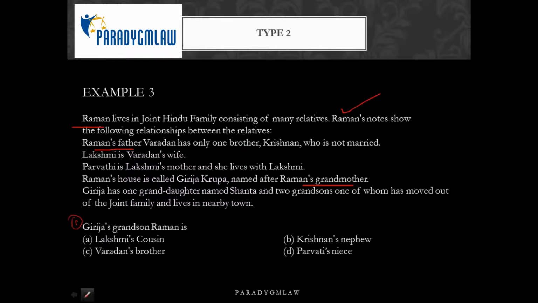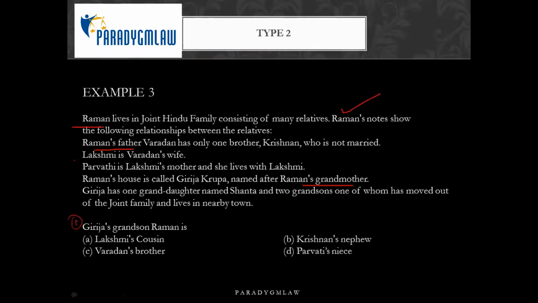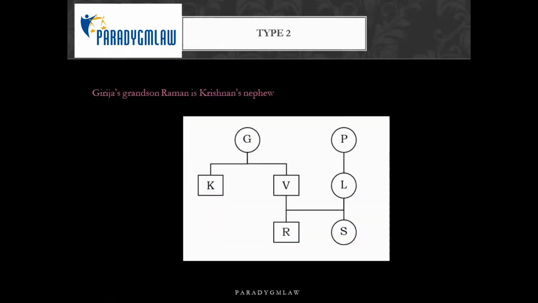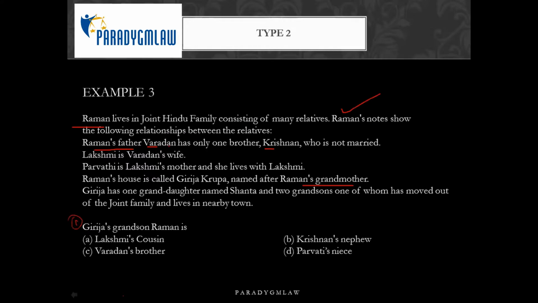Okay. So if you were to start with Raman and his father V and mother L, we established the relationship for V and K because they've given us a relationship for Vardhan, which is V, and K is the only brother. Okay, so when I show you the diagram, this will be clear. Do you see this? This is Vardhan, V, this is K Krishnan, and this is Raman. Okay, from the problem. So we have Raman's father Vardhan has only one brother Krishnan who is not married.